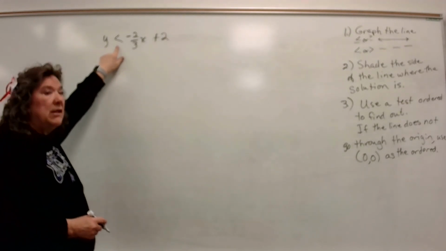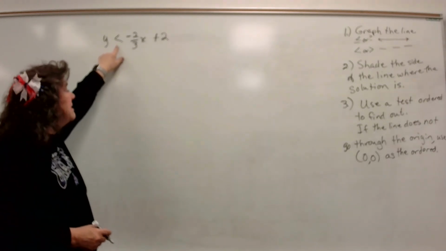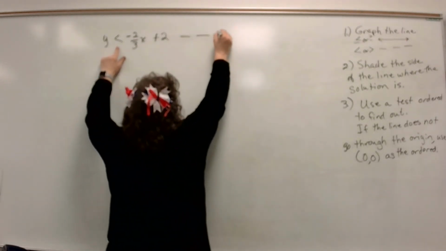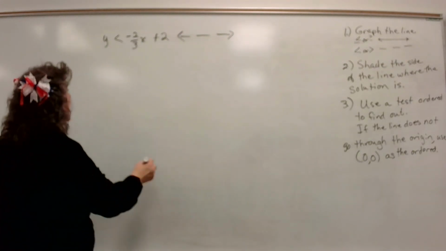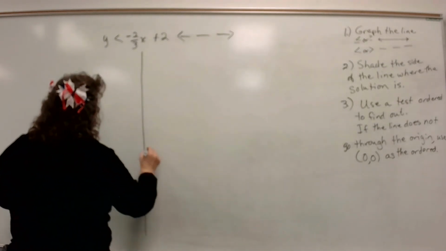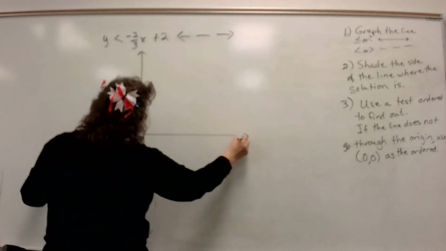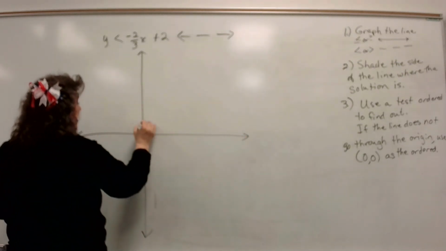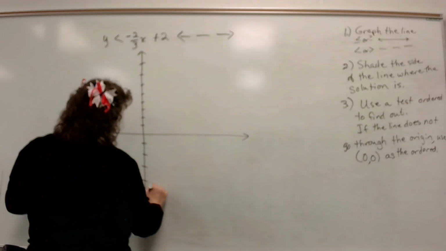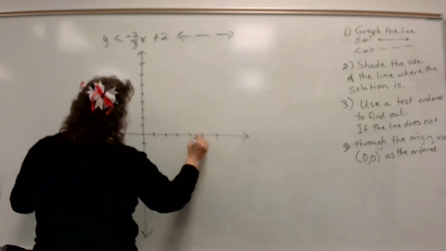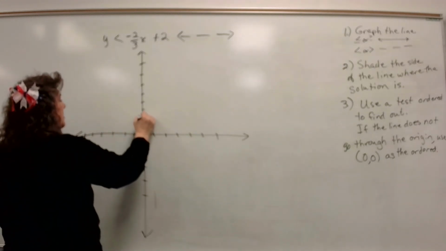Is it going to be a solid line or a dashed line? This one's going to be a dashed line because it's only less than. So my line is a dashed line. So that we've already decided. Now let's graph it using our slope-intercept form of graphing. Which means the first thing you do is graph the y-intercept. My y-intercept is plus 2, so there's my y-intercept.